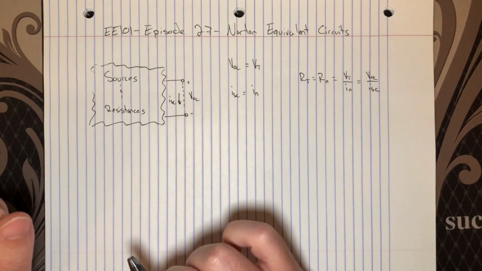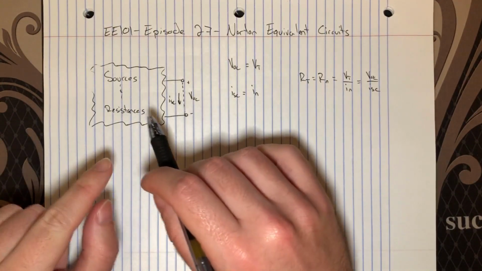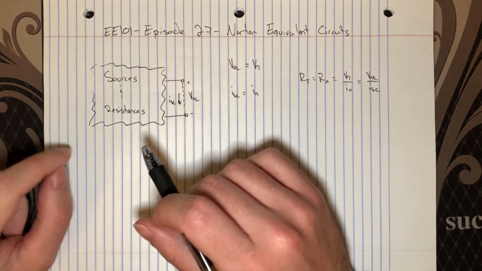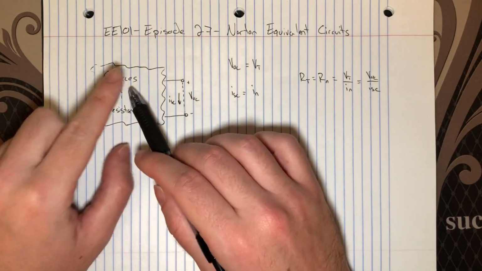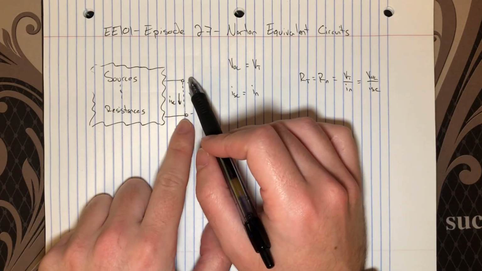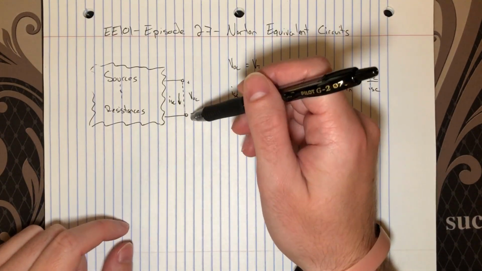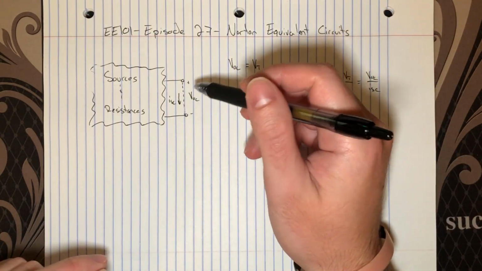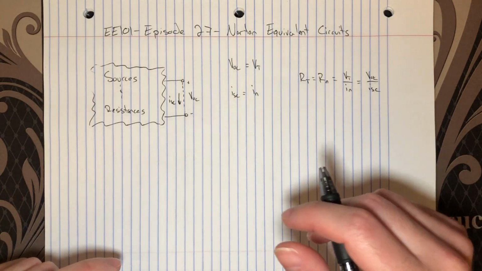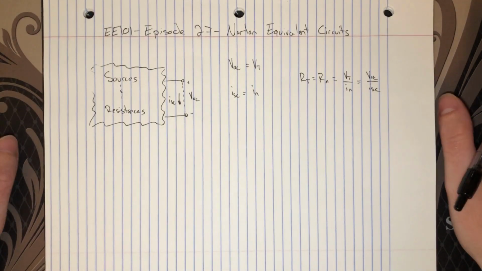This is the box that I drew 2 videos ago when I introduced the concept of a Thévenin equivalent circuit. You have sources and resistances inside this box. You have terminals that you're looking at that have some open circuit voltage and a short circuit current. If you connect them, there's a Thévenin equivalent resistance looking in. And so now I'm going to introduce the concept of the Norton equivalent.